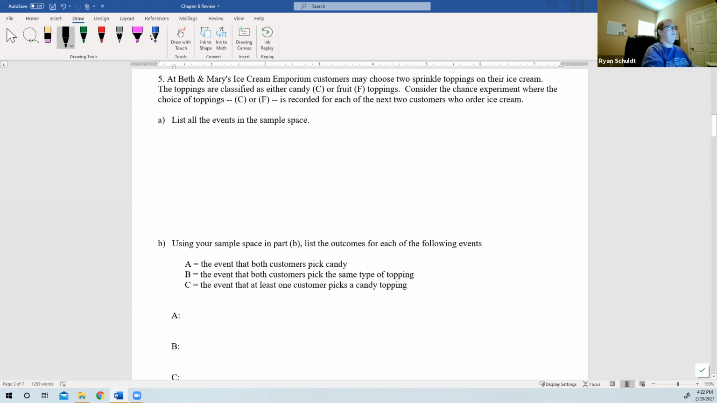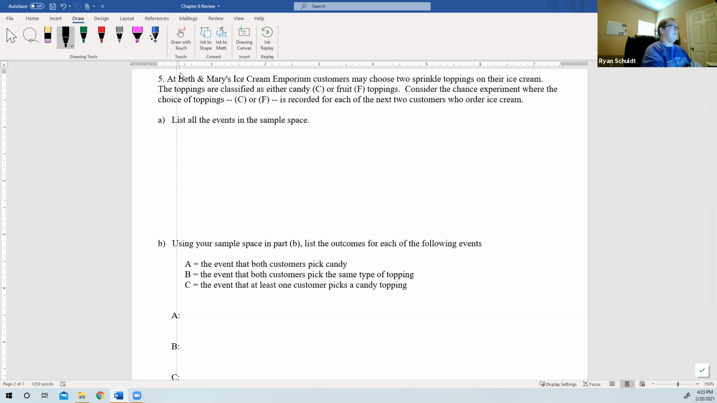Well, now this one's a little iffy. They're saying they can choose 2 toppings. We're going to say that if they choose candy, they're getting 2 candies. If they choose fruit, they're getting 2 fruits. So one customer is either going to get candy or fruit. That's what we're going to go with. That's my story, and I'm sticking to it.